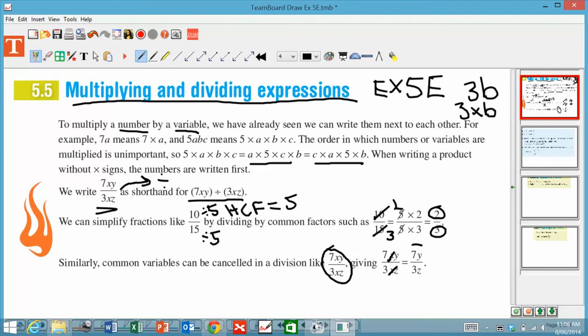So that is not difficult. Again, it's not a difficult concept. Just if you see letters when they're being divided like this, you can just cancel out the letters that are exactly the same.